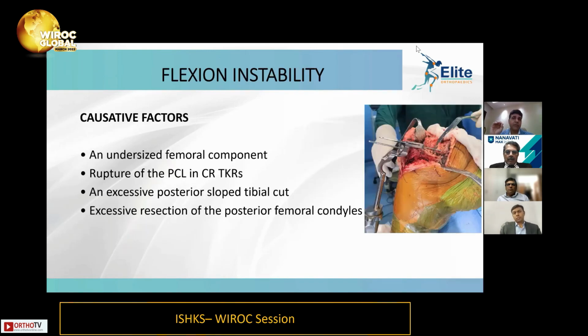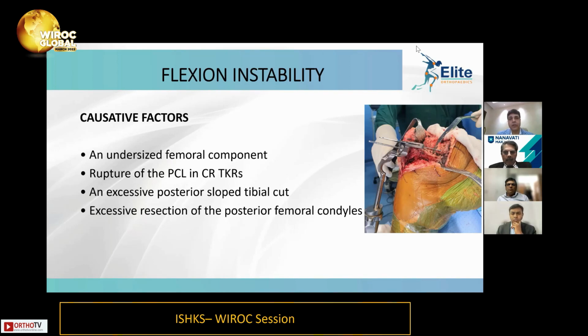So the causative reasons for the majority of these flexion instabilities that have to be kept in mind are any undersized femoral component being used. In CR knees, rupture of the PCL. Many times we try to do a release by using the anterior bundle of the PCL or from the tibial side. The moment you extend, this weakened PCL ruptures in a CR knee.